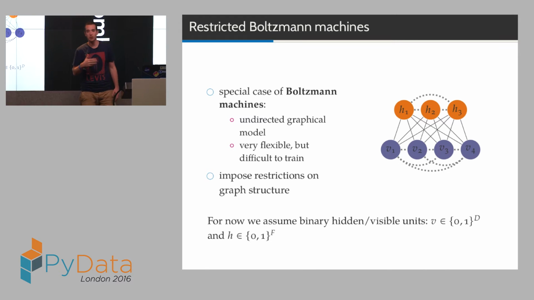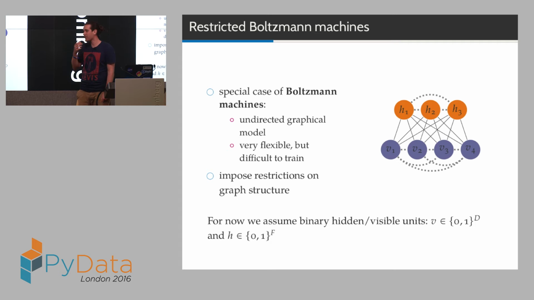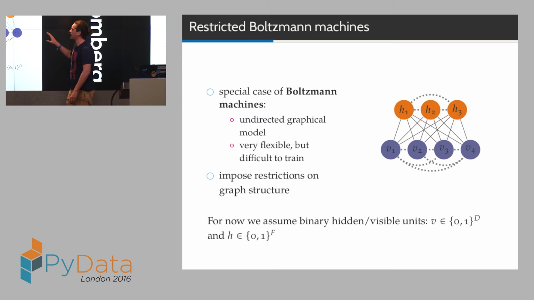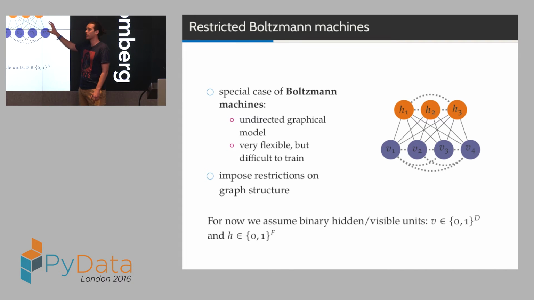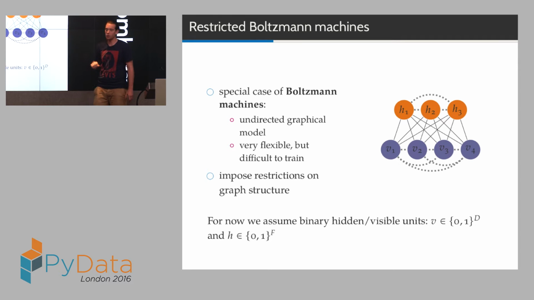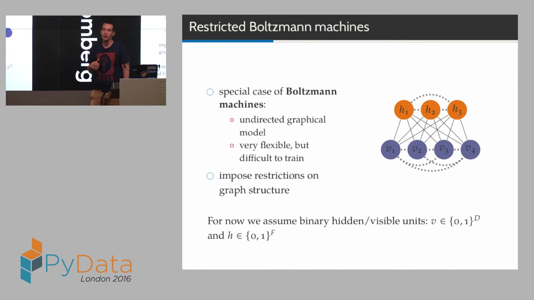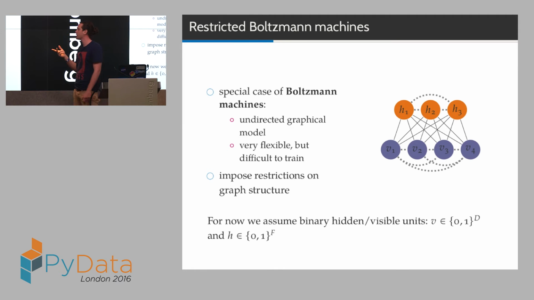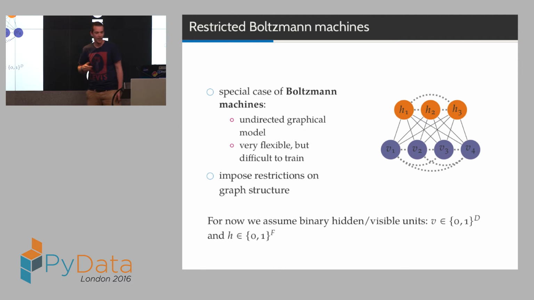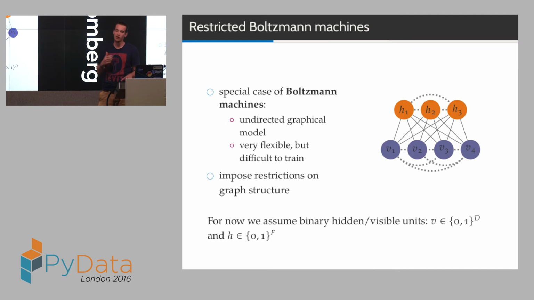And so the idea in a restricted Boltzmann machine is that you restrict the graphical structure of your model. In particular, you enforce the structure to be bipartite. So you force all these edges between visible units to be 0, to be removed from the model, and all these edges between hidden units to be removed. And so effectively, you only have edges from visible to hidden units and vice versa. And as we'll see, this is going to really simplify training and inference on these models.